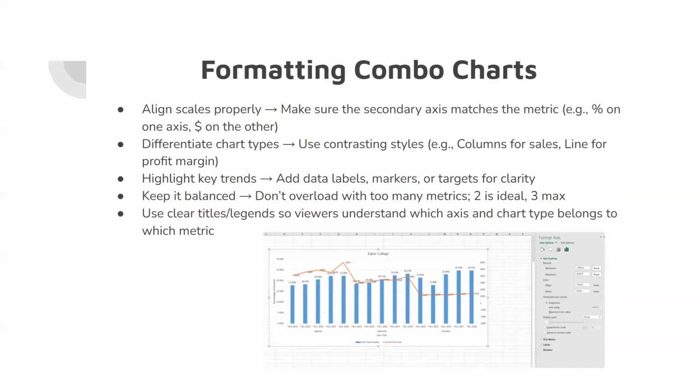Highlight key trends. Add data labels, markers, or targets for clarity. Keep it balanced. Don't overload with too many metrics. Two is ideal, but three max. Use clear titles and legends so viewers understand which axis and chart types are being used for which metric.